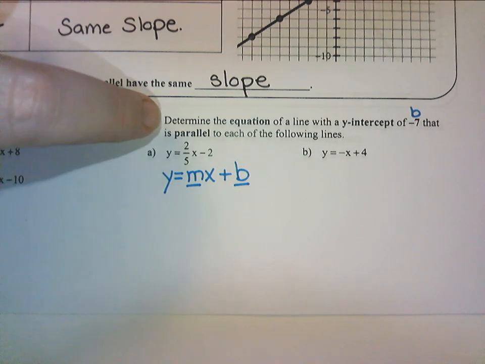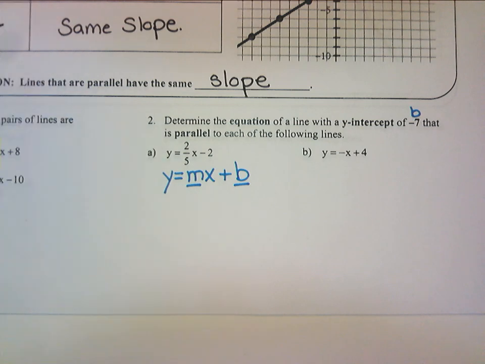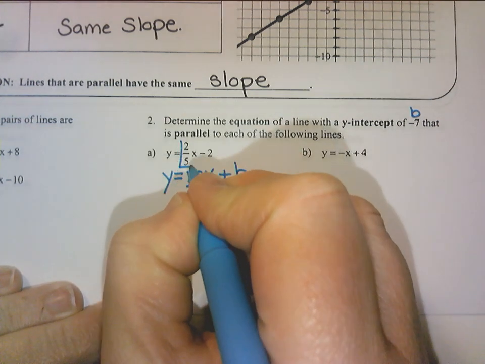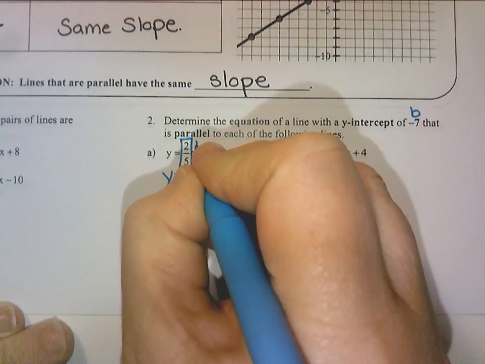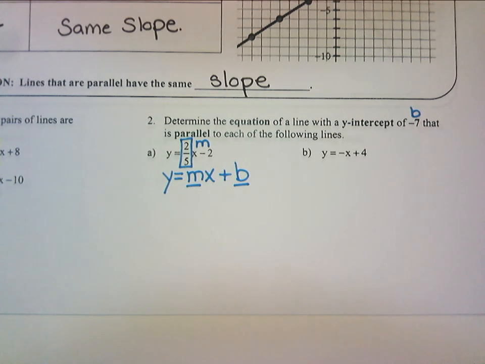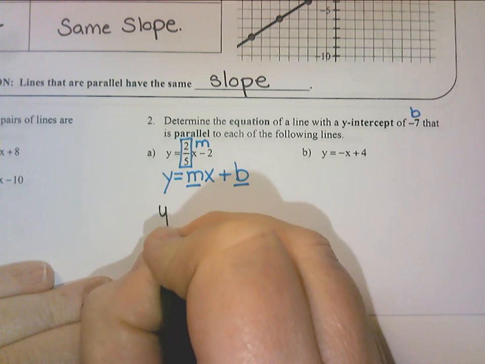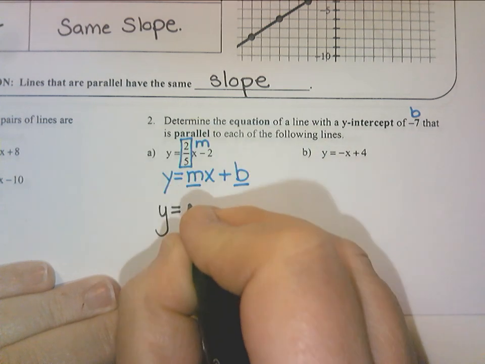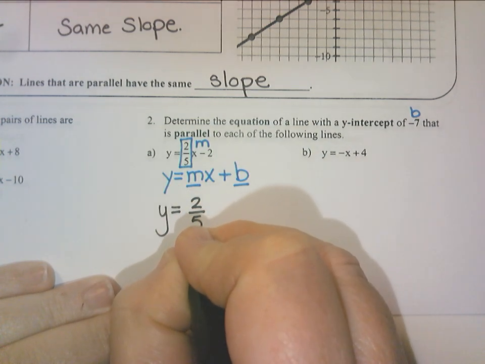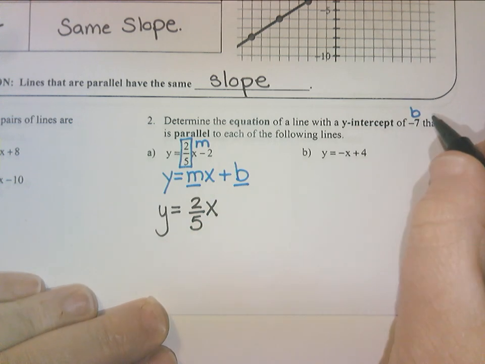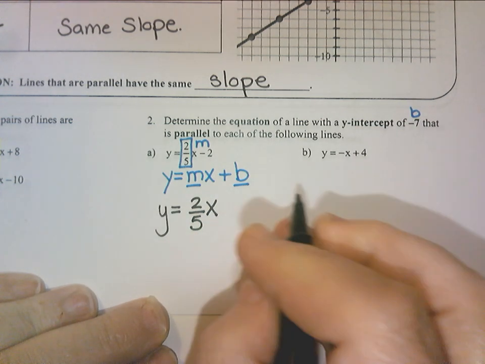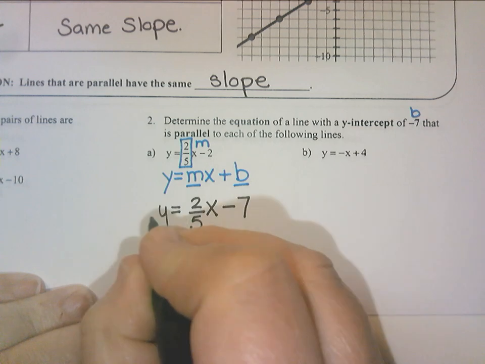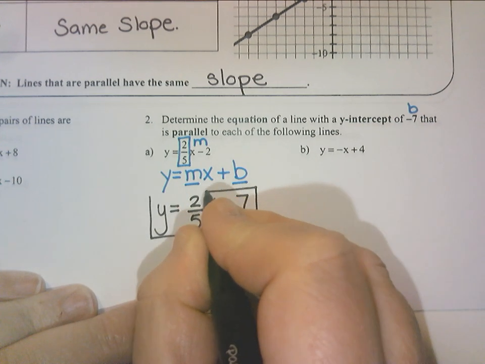And then it says that it's parallel to this line. Parallel lines have the same slope, so it should have the same slope as this line. This line has a slope of 2/5. That's what my m is. So when I go to write my equation, we should get y equals, and then in place of m, 2/5, and then x, and then for my y-intercept, they told me it was -7, so we're doing -7. And that would be the equation of my line.